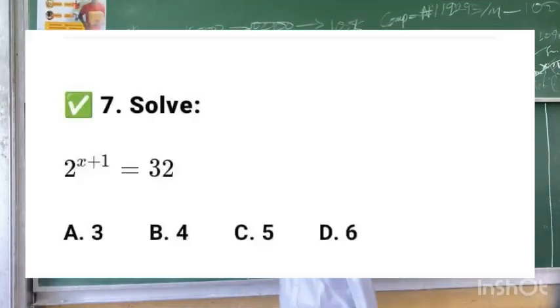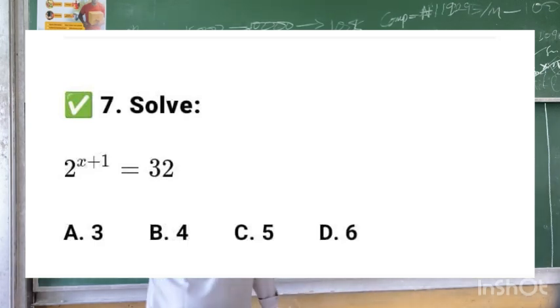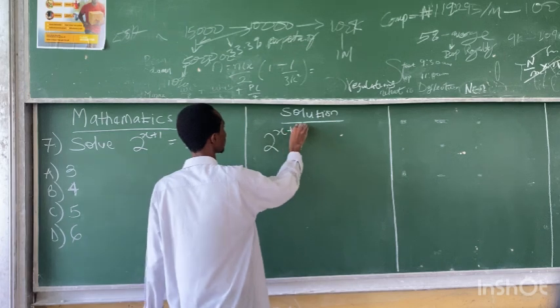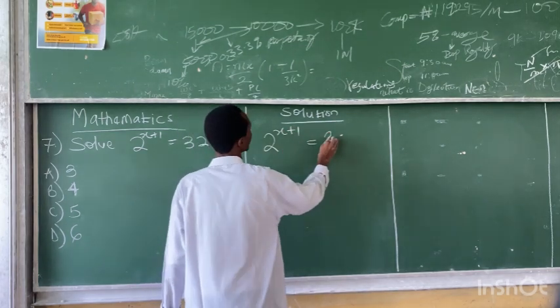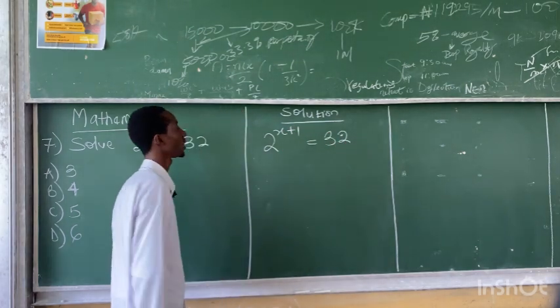Question 7 says, solve the equation 2 raised to the power x plus 1 is equal to 32. Option A we have 3, option B we have 4, option C we have 5, and option D we have 6. Now we have the equation 2 raised to the power x plus 1 is equal to 32, right?